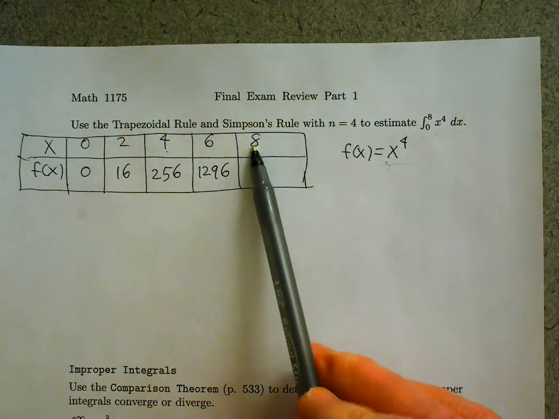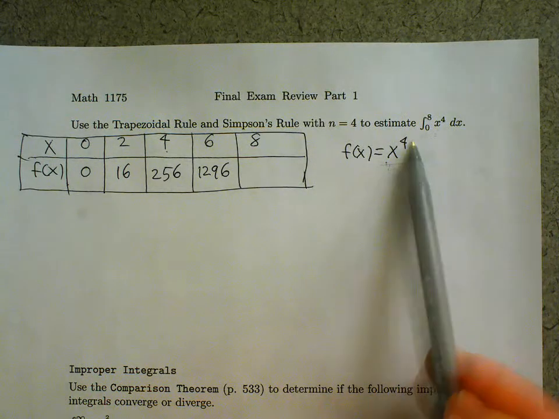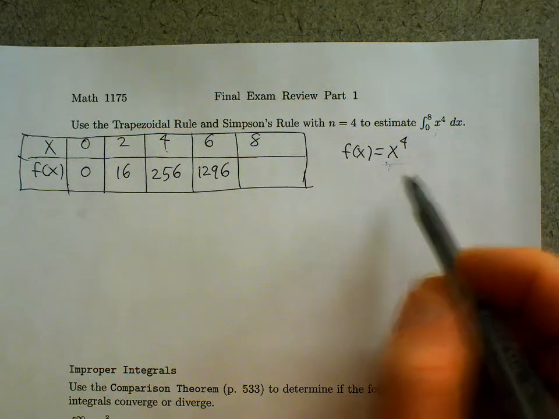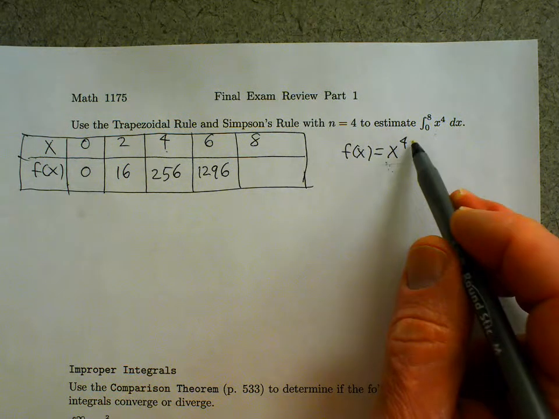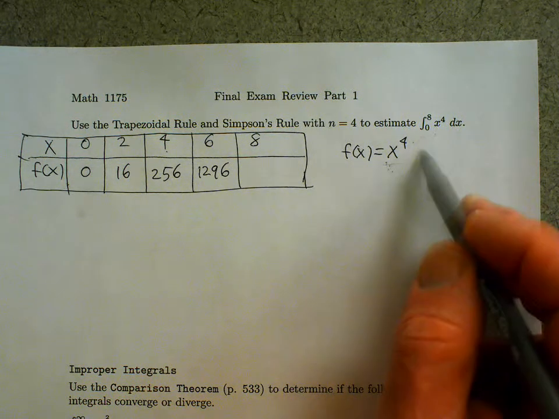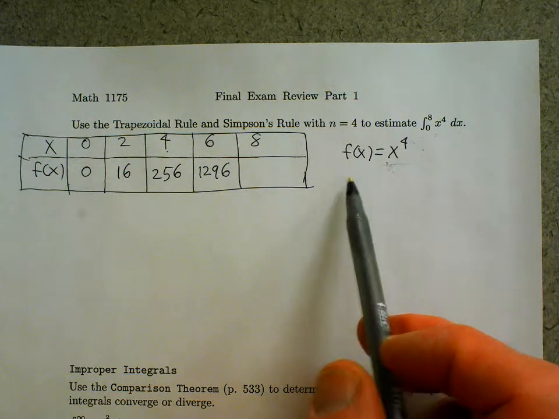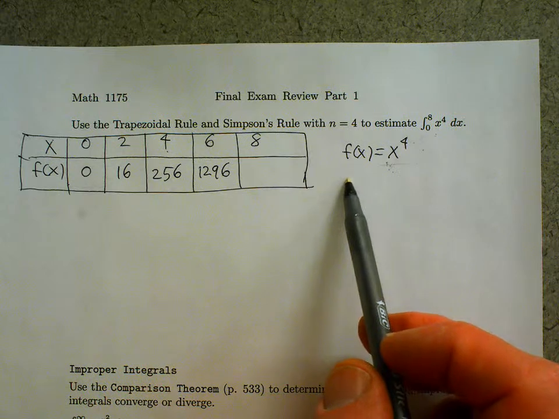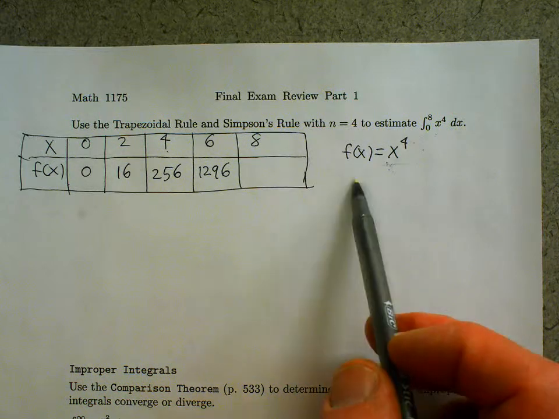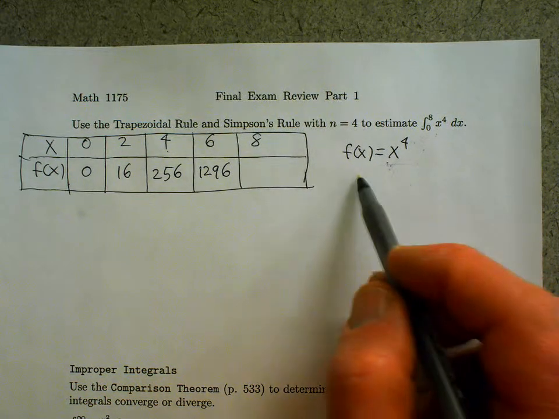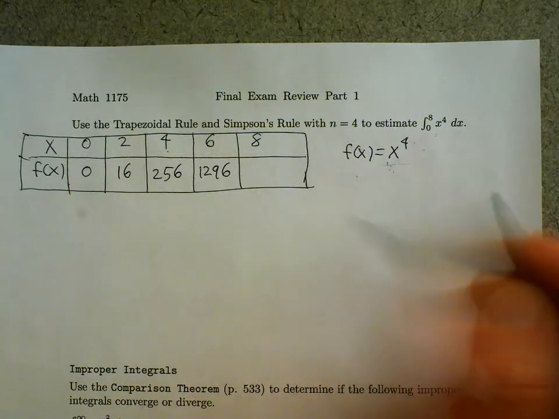And then when x is 8, 8 to the 4th, that's the same as 2 to the 3rd to the 4th, or 2 to the 12th. We know that 2 to the 10th is 1024, so 2 to the 11th is 2048, and 2 to the 12th is 4096.